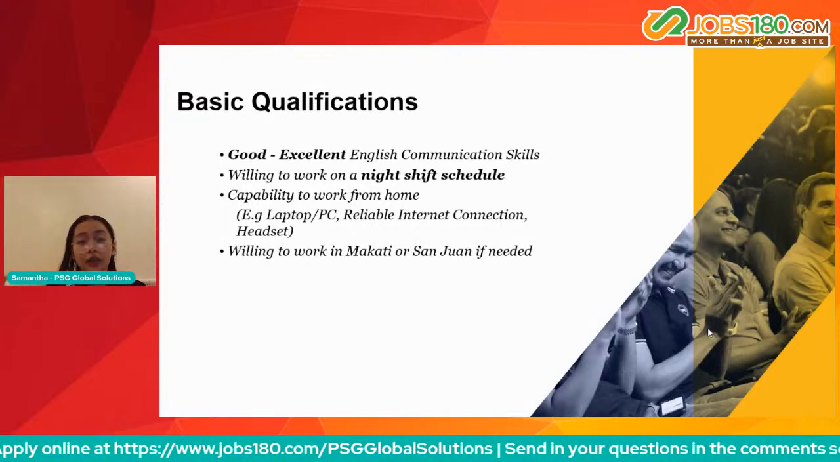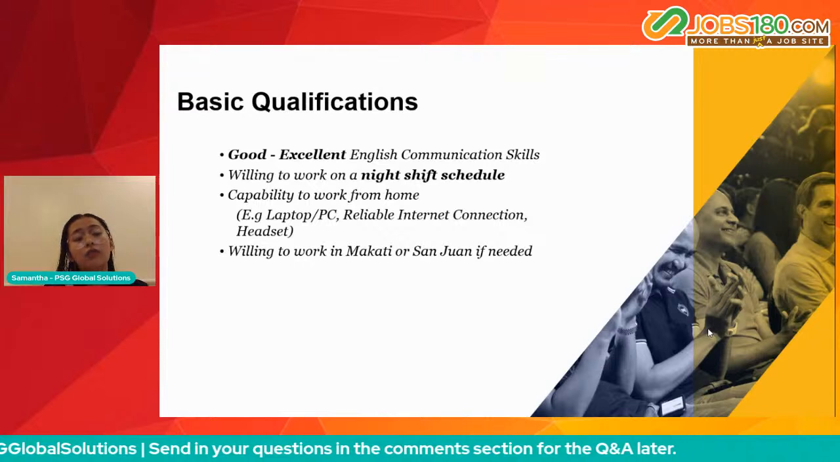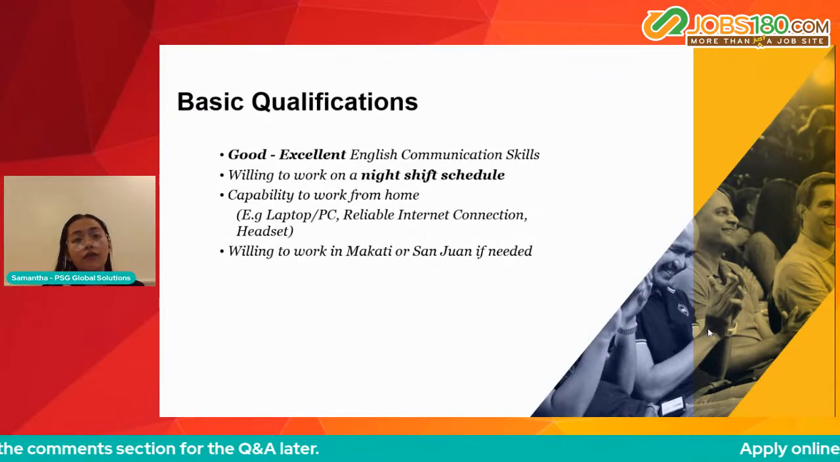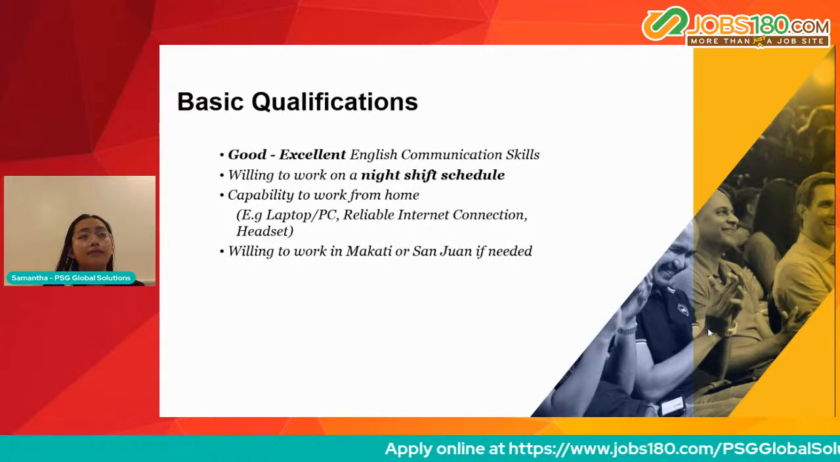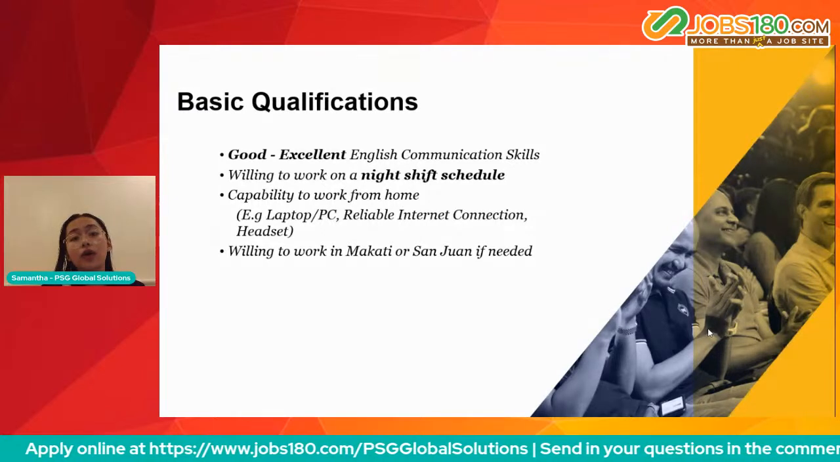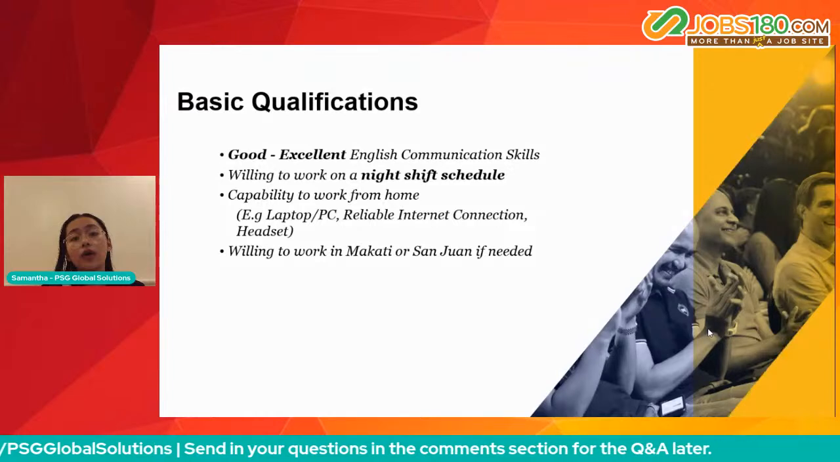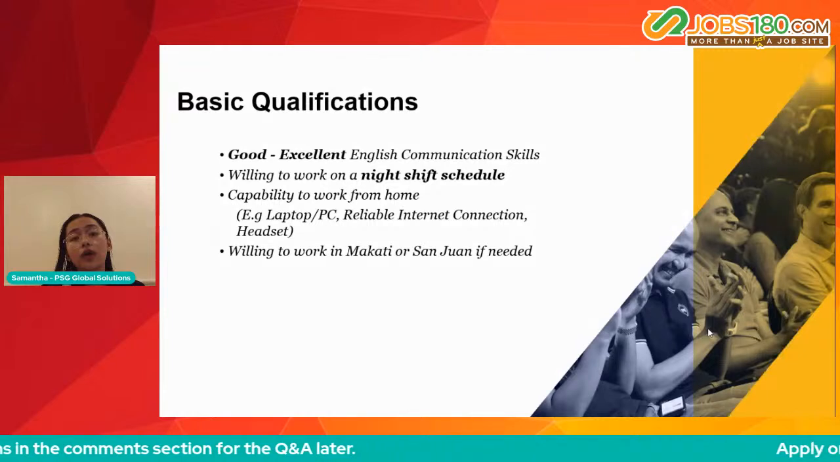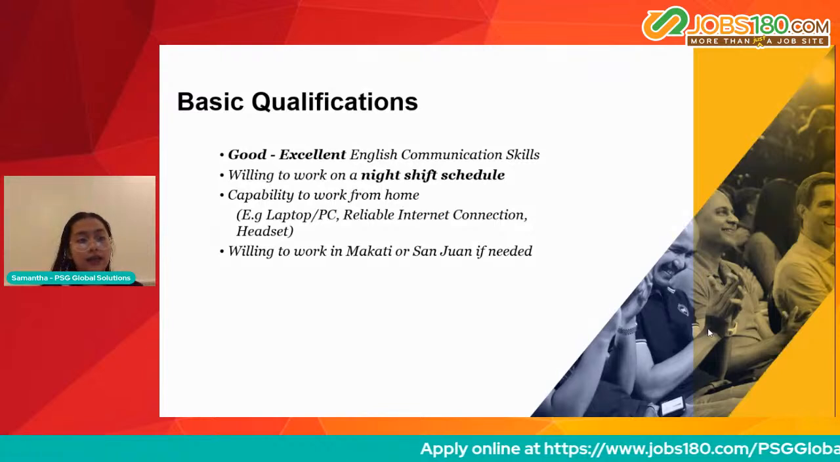That's at the end of the year pa. So if you want to be a permanent employee of PSG, you must be willing to work in one of these sites. But we also offer project-based positions. We also offer jobs to people from Visayas or Mindanao, so from all over the country. Okay, so for our project-based positions, the project-based candidates. All right.